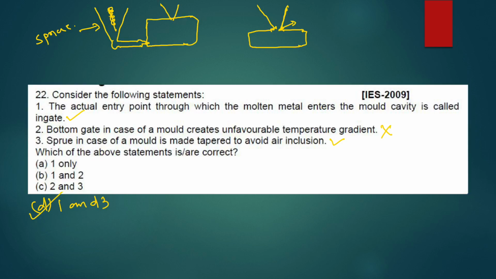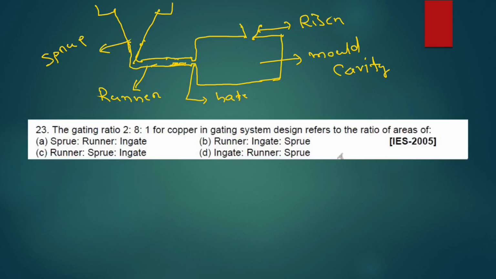The gating ratio 2:8:1 for copper in gating system design refers to the ratio of areas of first sprue will come, then runner, then ingate. Sprue is 2, 8 is runner, then ingate. So from the options sprue, runner, ingate, A is our answer.